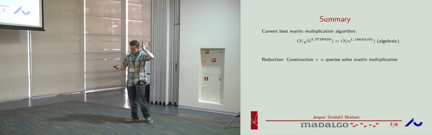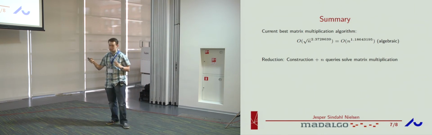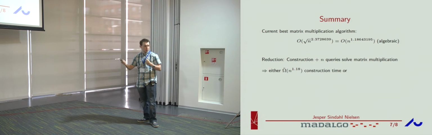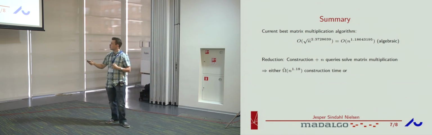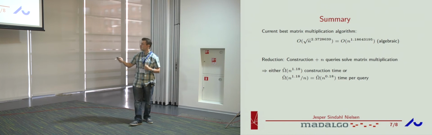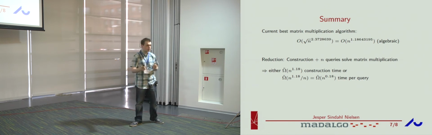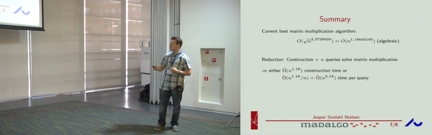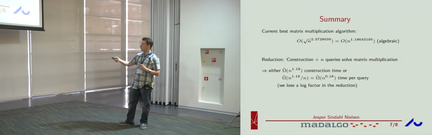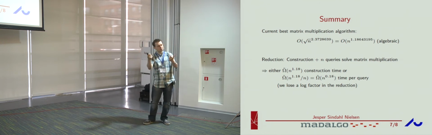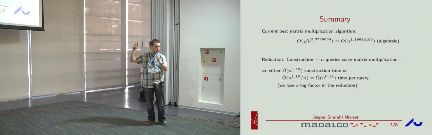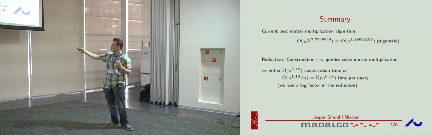Okay, so what our reduction says is that the construction time for indexing these documents and then doing queries afterwards should take the same time as matrix multiplication. So either we must use n to the 1.18 construction time, or we must use n to the 0.18 time per query. Okay, this doesn't really look like the bounds that we had on the first page. Oh yeah, I should mention that. We lose a log factor in the reduction. It's because you need to encode numbers. What you get as input is 2 square root n by square root n bit matrices. You need to create documents that are in total n log n bits. So we lose that log factor somewhere.